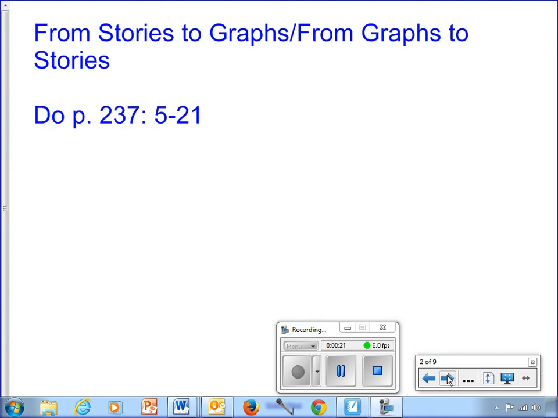We are also working today on page 237, problems 5 through 21. This is slightly different from your assignment sheet, which says 5 through 23. We are not doing 23 since we did not cover the last part of chapter 2. We are going over our stories to graphs that we started yesterday in class, so make sure that you have completed this for your chapter 4.1 notes.